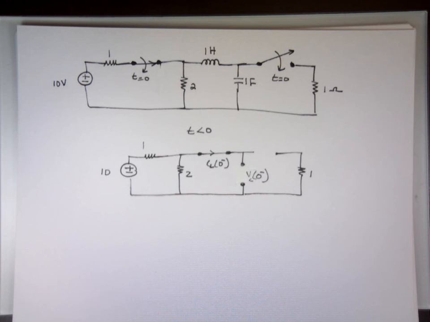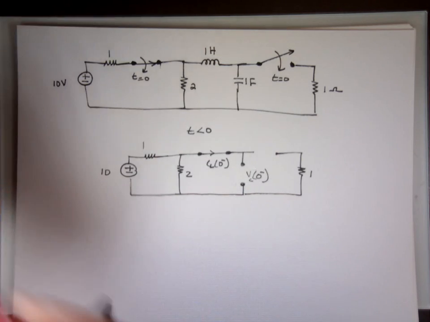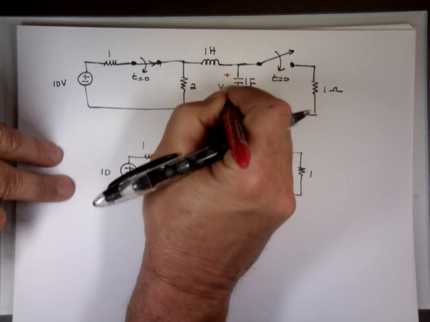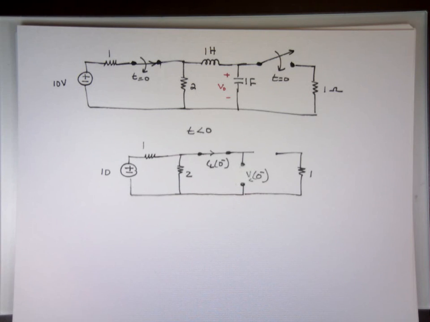I forgot what the question is. Where is the question? I don't know. Let's find the voltage across the capacitor. It doesn't really say. I'm quickly trying to peek. What's the voltage across the capacitor? V out or VC. What's that voltage?